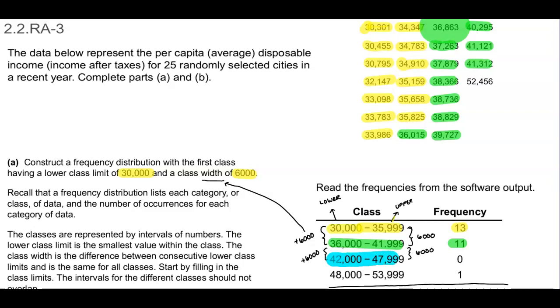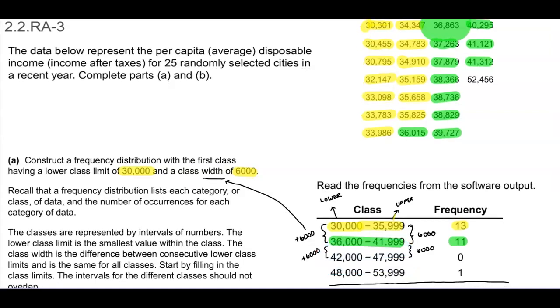Okay, are there any numbers between 42,000 and 47,999? Well, it doesn't look like there is. So we have 0. And then let's take a look at the values that are between 48,000 and 53,999. So there we have 1, and so therefore there's 1.